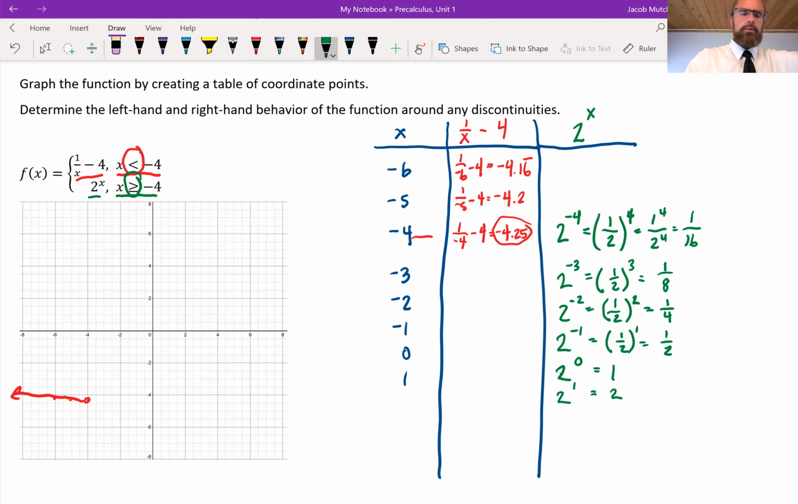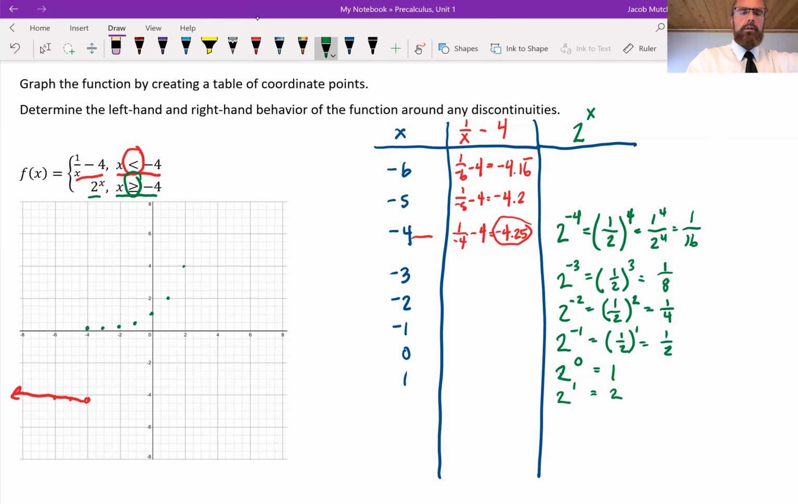So we'll start there. It's right at 1/16. That's very close to 0. 1/8 is also close to 0 at negative 3. At negative 2, it's a quarter. Negative 1 is a half. So this is that exponential growth function. As it goes, it gets very large. And I can start to predict values.